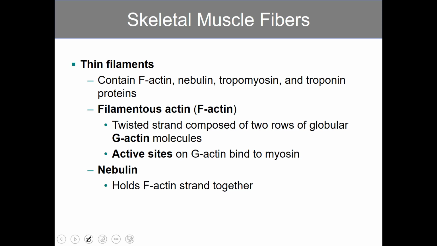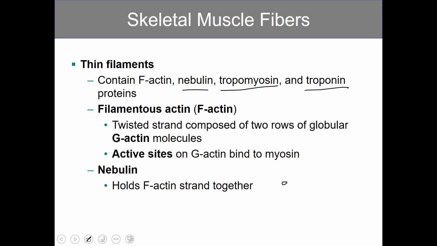Thin filaments contain the protein F-actin for filamentous actin. In addition, there's other proteins like nebulin and tropomyosin and troponin, which play a role. Filamentous actin are twisted strands composed of two rows of globular proteins called G-actin.